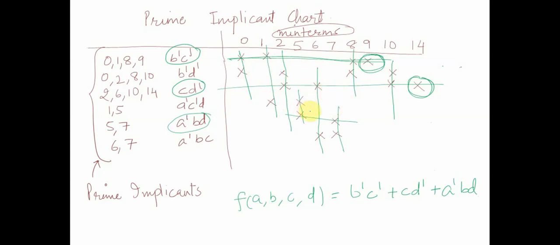Essentially at the end we were left with these two entries. And what we saw is, if we pick up this term A bar, B bar, D, which covers these two things, we can eliminate these two as well, and this is our final solution.